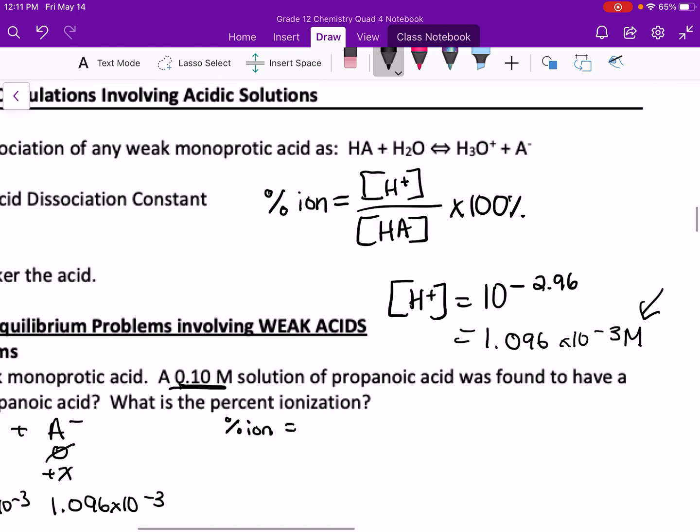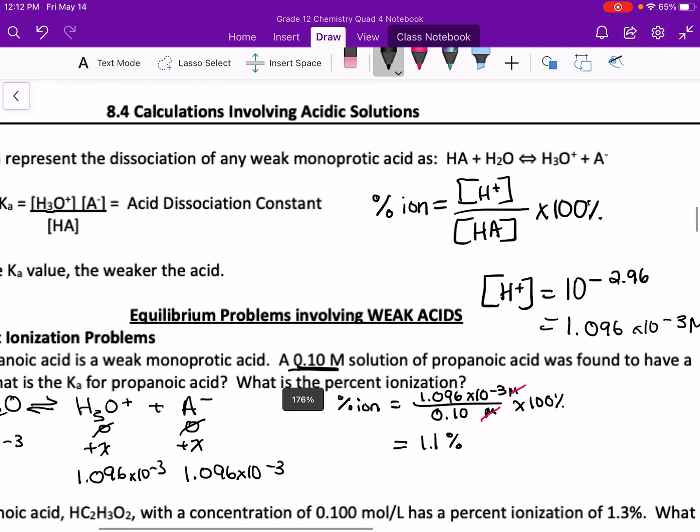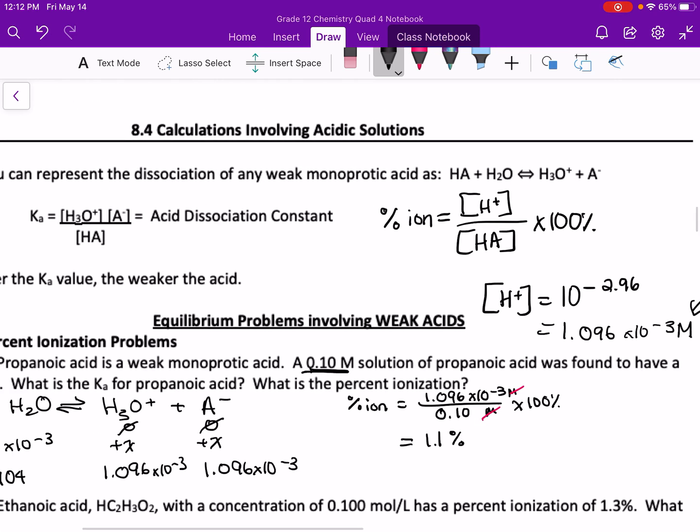So let's look at our percent ionization. It will be 1.096 times 10 to the negative 3. That's how much I was able to ionize into hydrogen ions, starting from 0.10, times 100%. My molarity will cancel out here, and I will be able to get 1.1%.